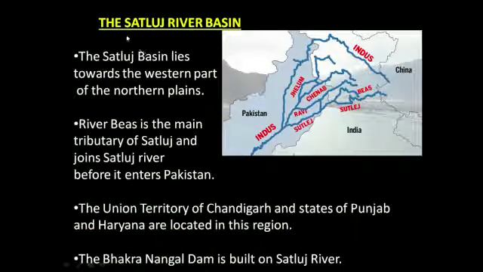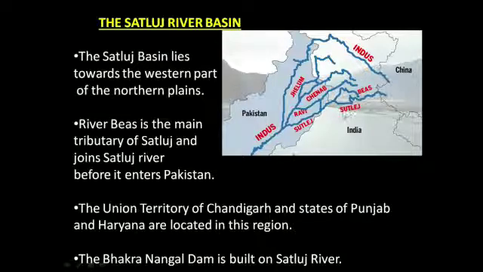First, we will see the Satluj River Basin. As from the name, we can guess that the river Satluj is the source of water here. The Satluj Basin lies towards the western part of the northern plains. You can see here, this is the part of the map of India. Here is the western part of the northern plains. Here is the Satluj River. River Beas is the main tributary of Satluj and joins the Satluj River before it enters Pakistan.